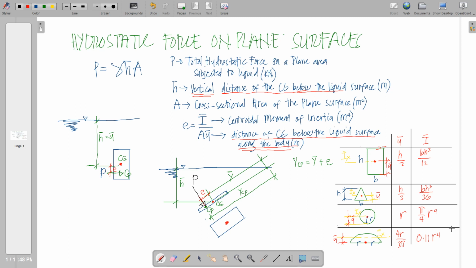So these are the basic shapes that for the meantime we're going to deal with. We have common shapes like rectangle, triangle, circle, and semicircle. So we just take note of the location of the centroid as well as the formula for the centroidal moment of inertia. We now go to examples.